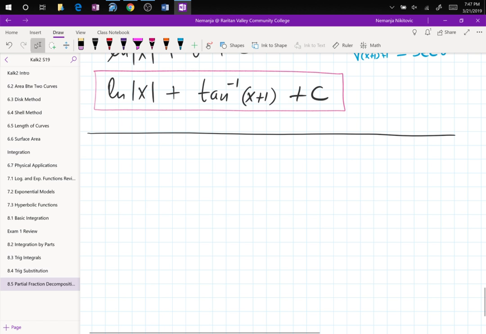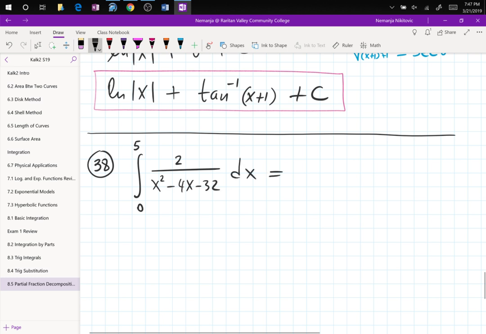Nice one. It's a definite integral, so you get to compute the limits now. Oh, it's nice. Look at this. All you need to do is to factor, and you can almost do it in your head.